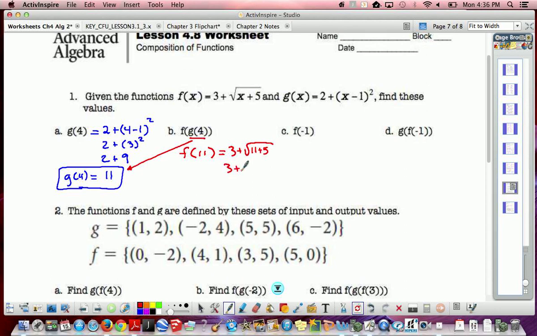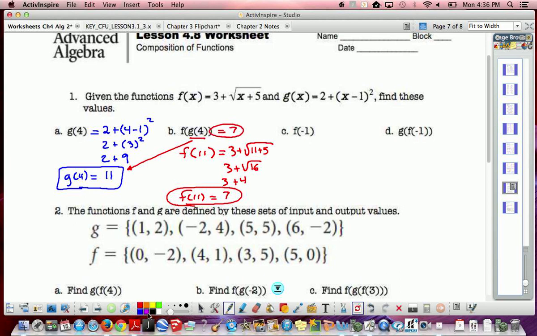Well, 11 plus 5 under the radical is 16. Square root of 16 is 4. 3 plus 4 makes 7. So f of 11 here at the end ends up being 7, or f of g of 4 ends up being 7.